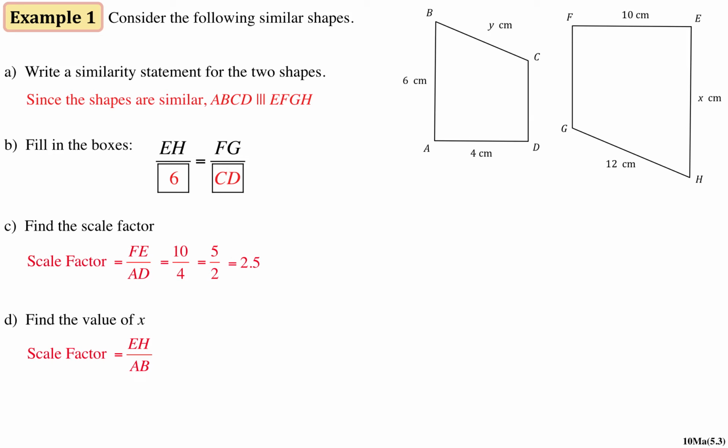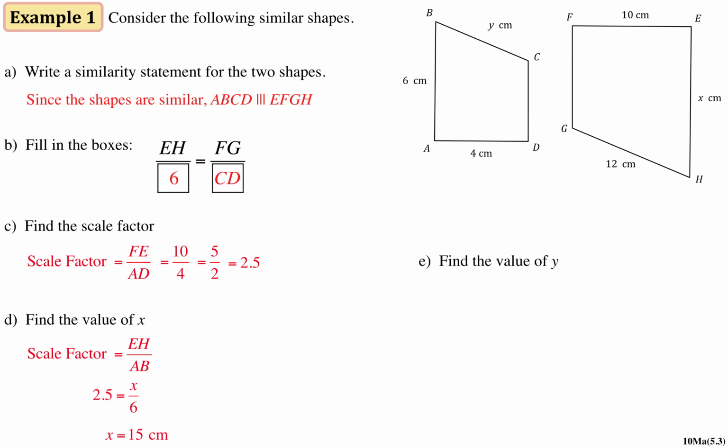So we can go 2.5 equals x over A to B, which is 6. So 2.5 equals x over 6. I'm going to multiply both sides by 6. 2.5 times 6 will give us an answer of x equals 15 centimetres. So we now know the length of E to H. It's 15 centimetres.